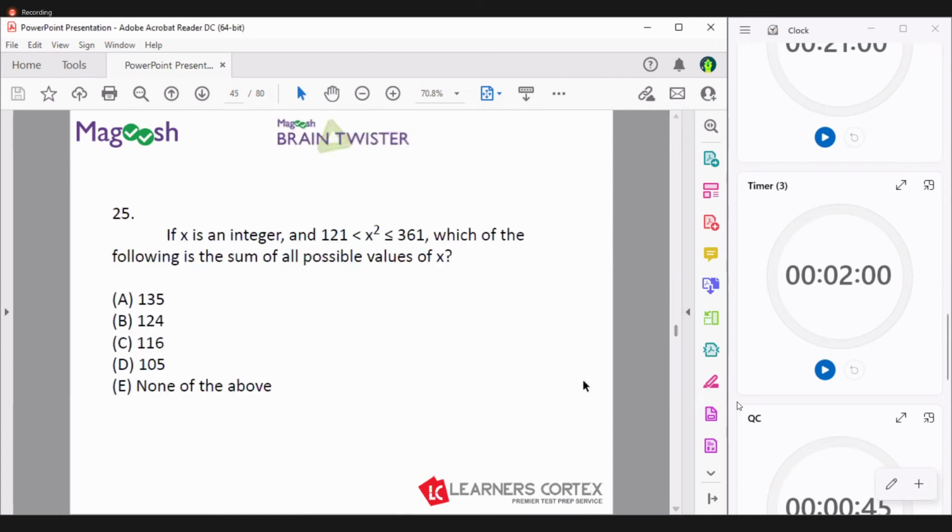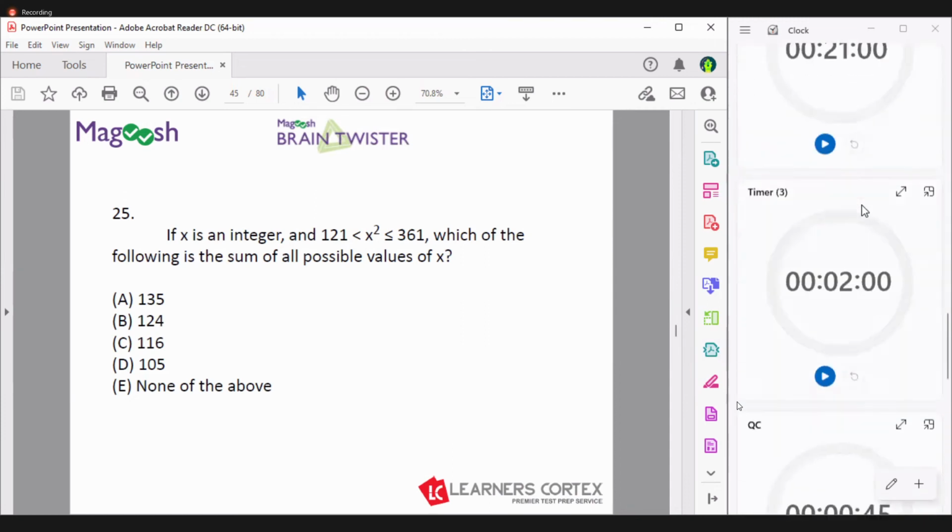Next question we have: if x is an integer and 121 is less than x square, which is less than or equal to 361, which of the following is the sum of all the possible values of x? This is a pretty easy question actually.